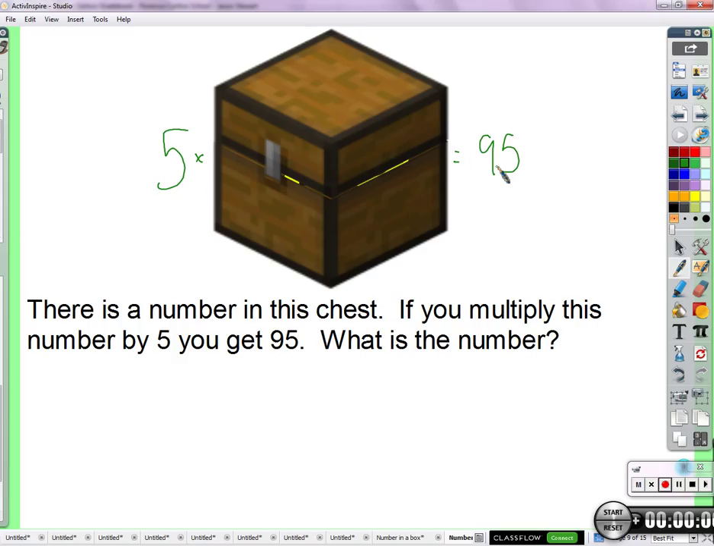So what if I just want to know what one of these is worth? How would I solve this equation and find out what one of these is worth? What's that? Divide. I can think common sense, 95. I would divide that by 5 to figure out what that number is, right? I multiply by 5 to get to 95. I'll divide by 5 to get back down to whatever the number is. Divide this by 5. And this box here is worth what?